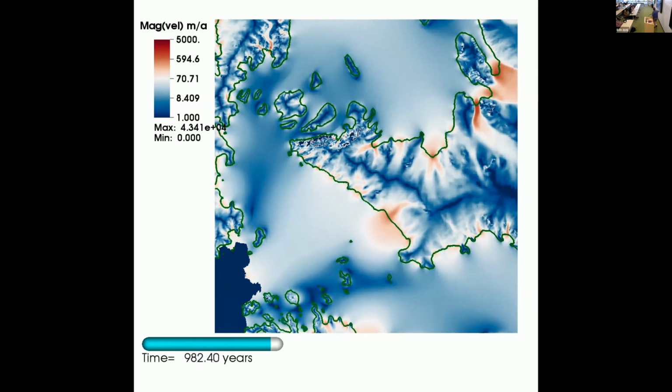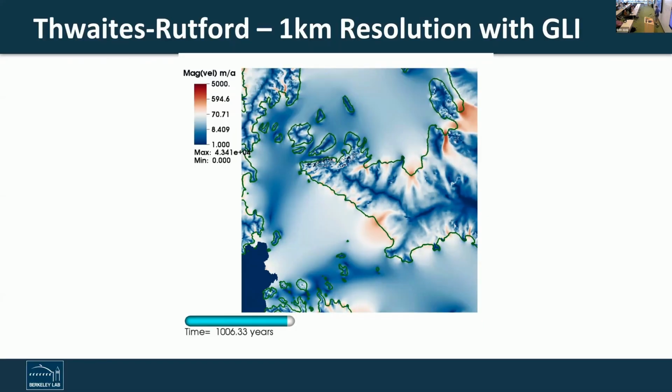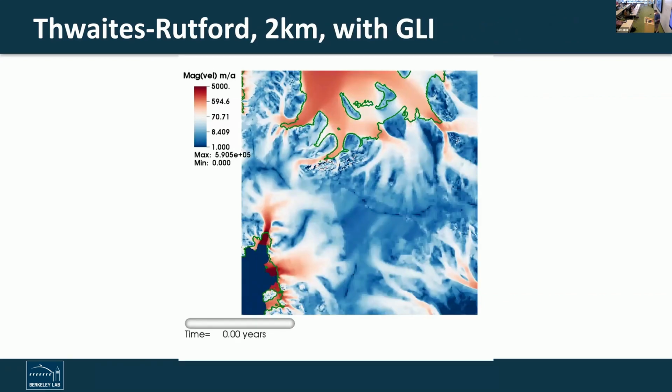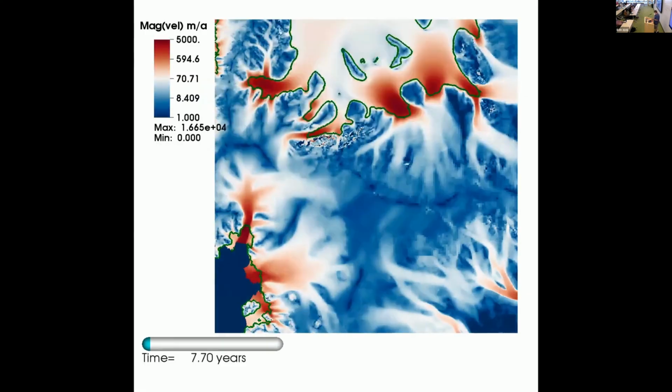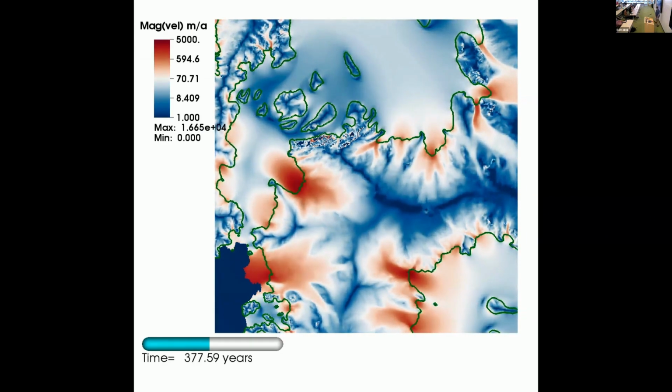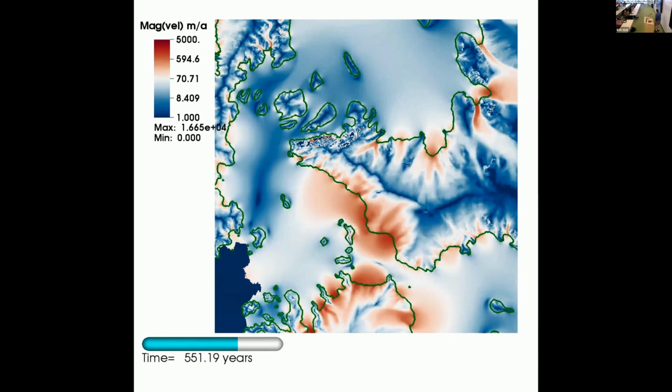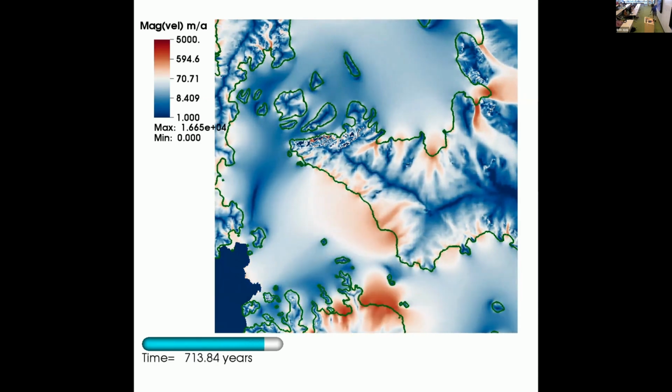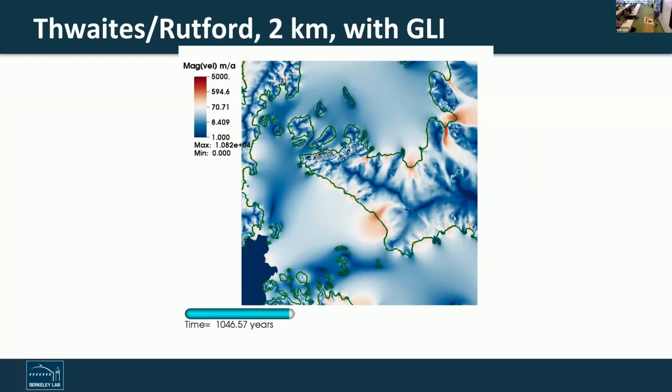This is the Ross ice shelf here, and it collapsed as well. But if we're underresolved, if we have 2 kilometer resolution instead of 1 kilometer resolution, something different happens. Thwaites stalls. You see that this is not retreating. This is underresolved, and so the mechanism is different. You wind up draining everything out this way. So if you're underresolved, you get the timing wrong, you get the amounts wrong, you get the mechanism wrong, you get everything wrong.